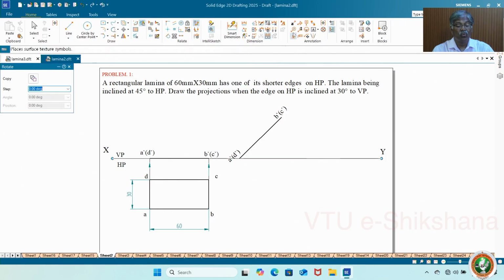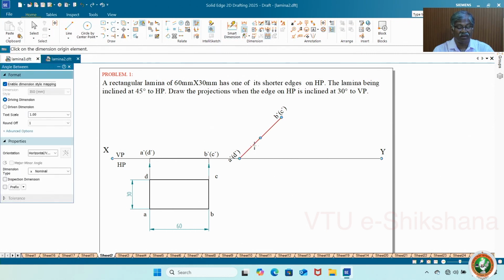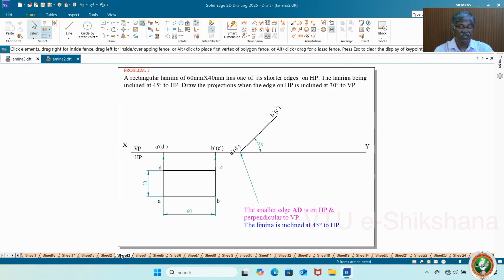Then you measure whether the value you have given is correct or not. Yeah, 45 degrees. This is the true inclination. In the first stage there is no problem. In the second stage, you have to take the true inclination, apparent inclination, and think twice. Before that, let me have this. Okay. Now see what we have followed here: the edge on HP, the smaller edge AD, is on HP and perpendicular to VP. The lamina is inclined at 45 degrees to HP. We have done that job.